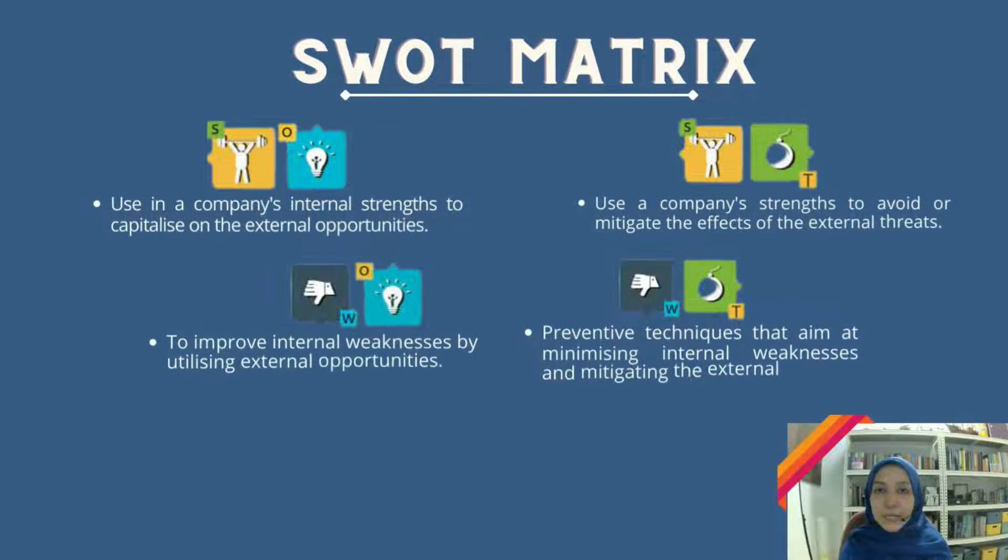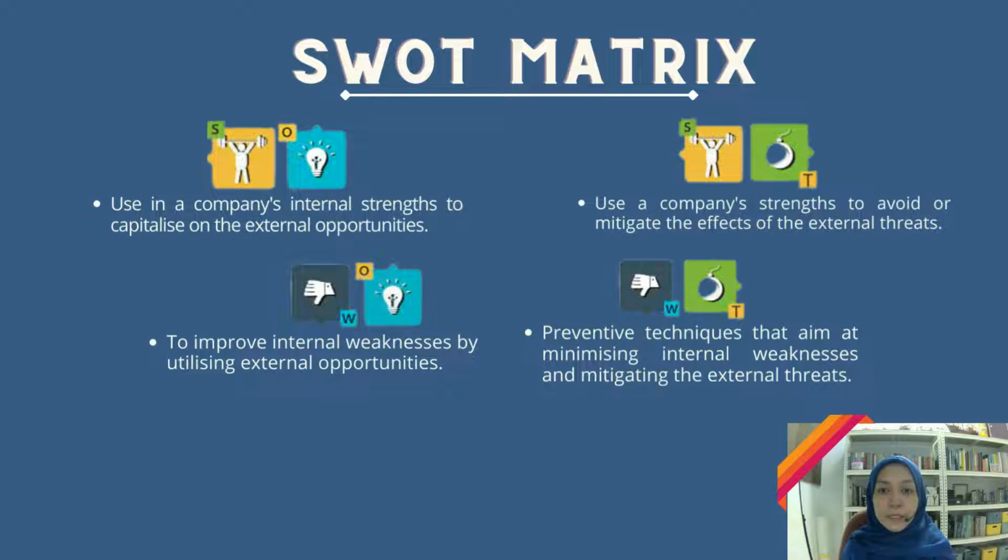My name is Nurul Adlina, and I'll be presenting the SWOT metric. As mentioned by David and David 2017, the SWOT metric is an important tool which will help the managers of the company to develop the four types of strategies, which are SO, WO, ST, and WT. SO strategies use the company's internal strengths to capitalize on the external opportunities. Meanwhile, WO strategies improve internal weaknesses by utilizing external opportunities.